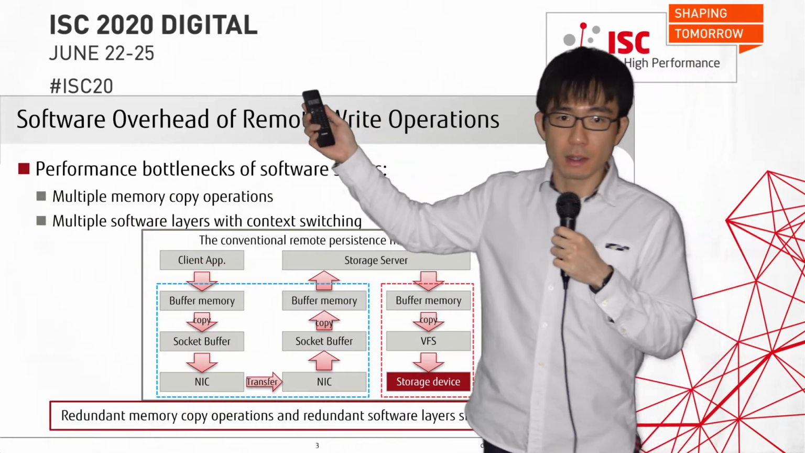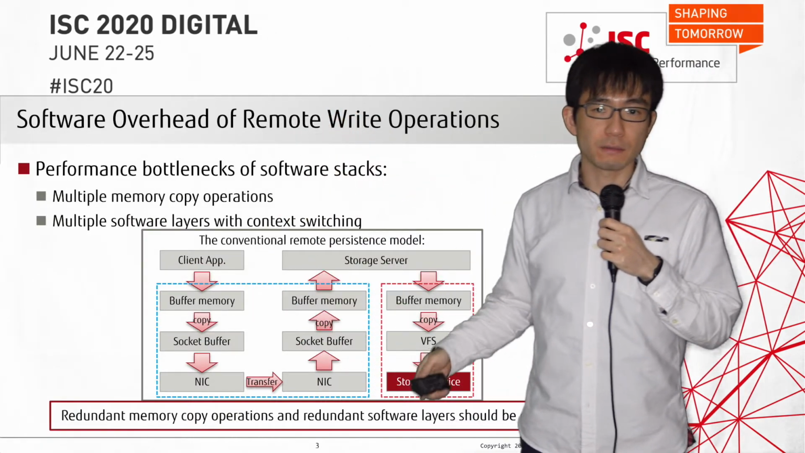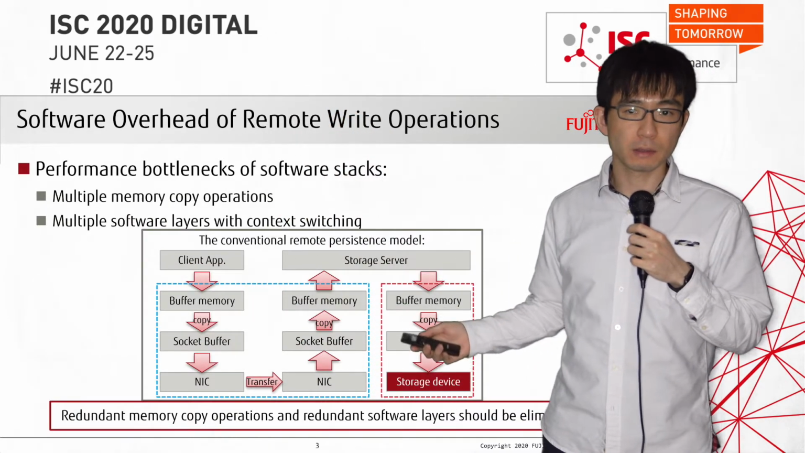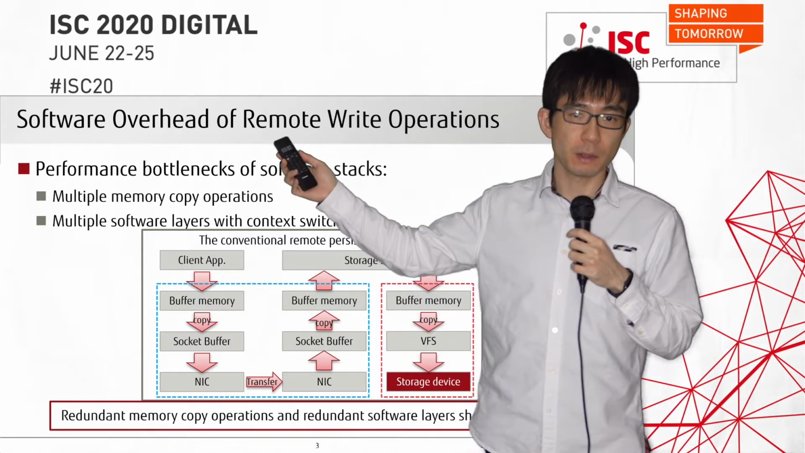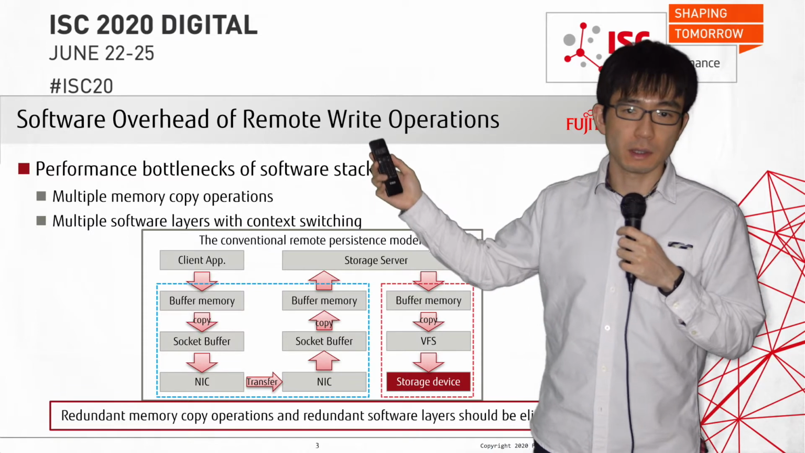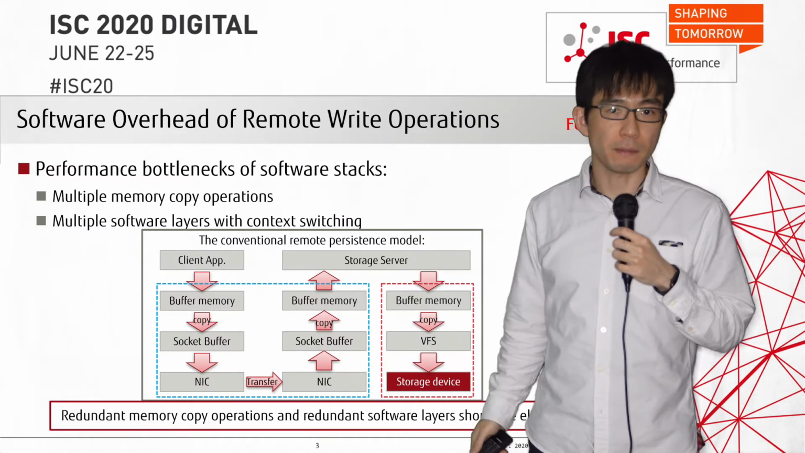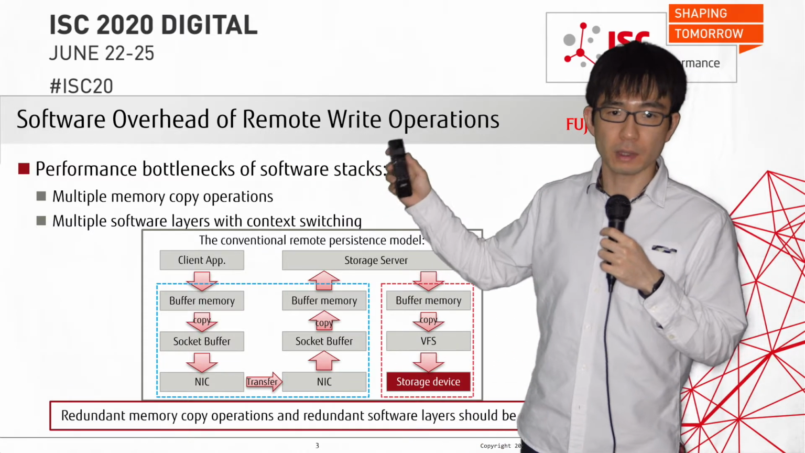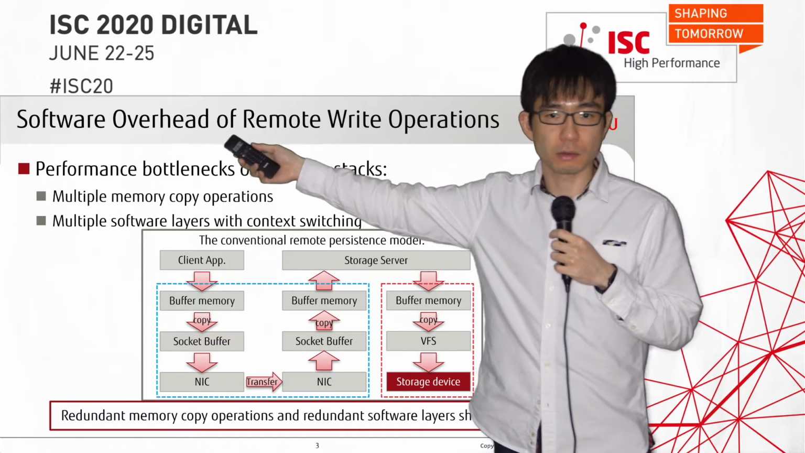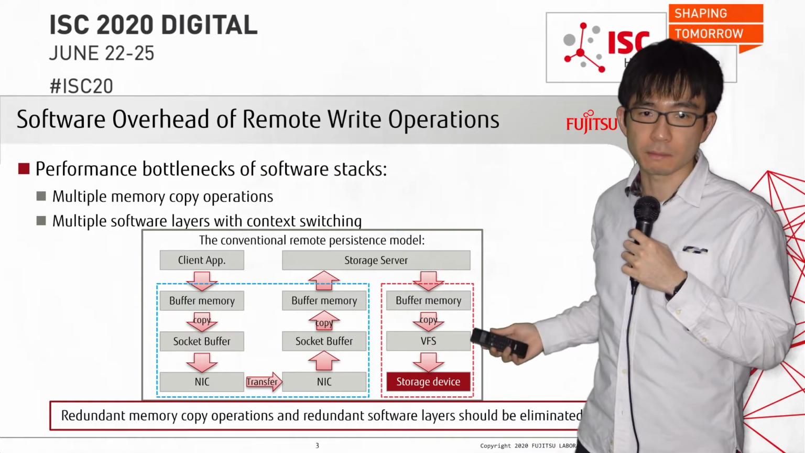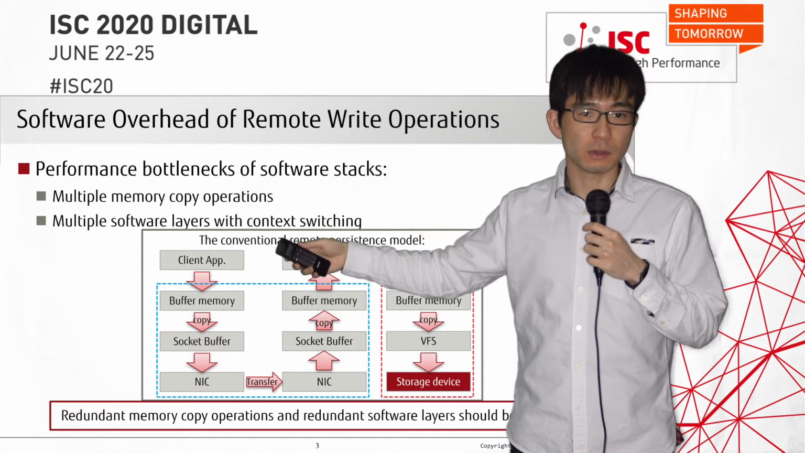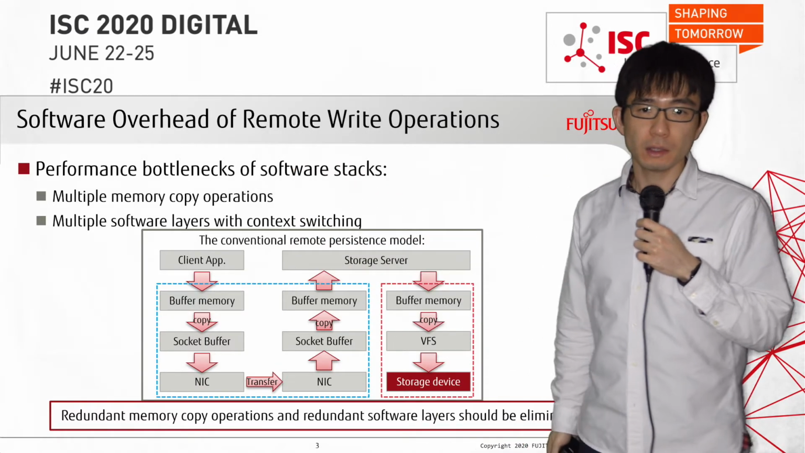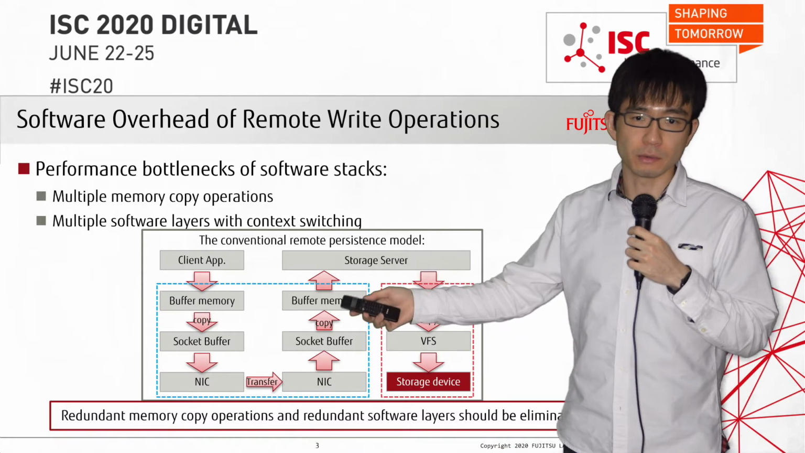This slide describes the detail of the software overhead. Performance bottleneck of a software stack consists of multiple memory copy operations and multiple software layers. The figure depicts what will happen when a client application writes data to a remote storage device. The data will be copied to buffer memory, then copied to socket buffer. Network interface transfers data to remote node.